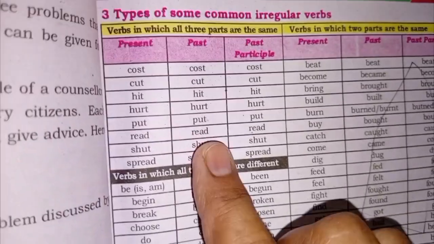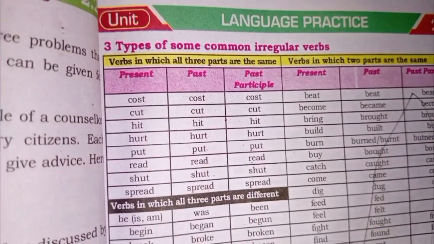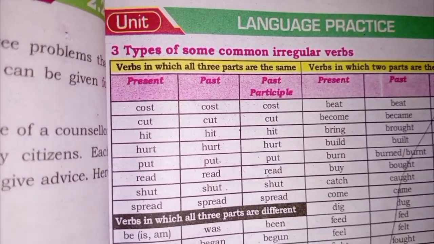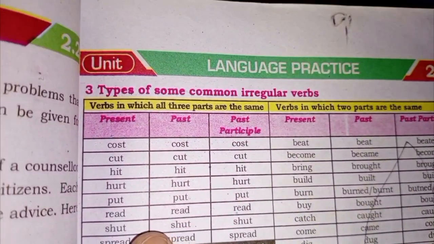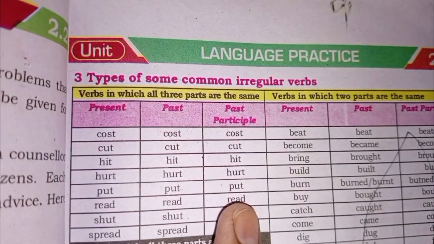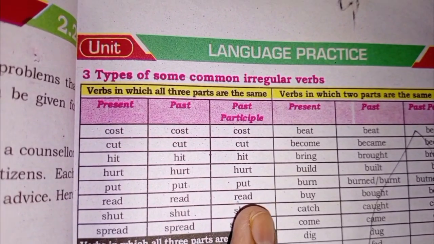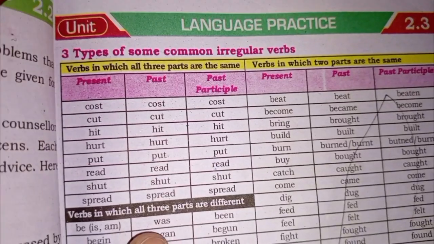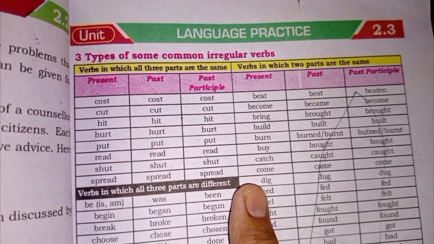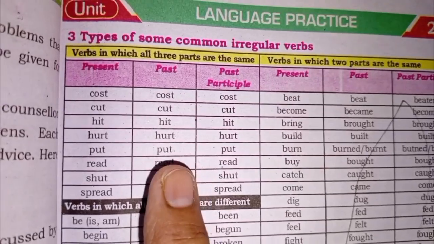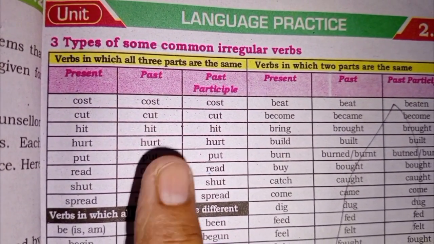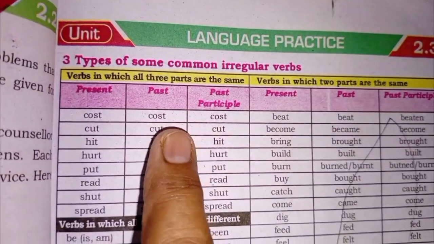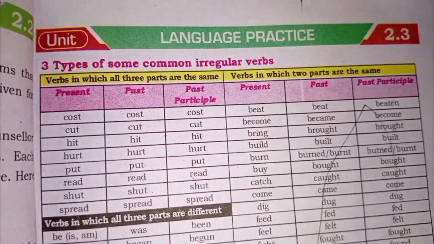In the second way, the verbs that have all three forms the same are also called irregular verbs, like cost, cost, cost, cut, hit, hurt, put, read, shut, split. So these are the irregular verbs that have all three forms the same: present, past, and past participle.